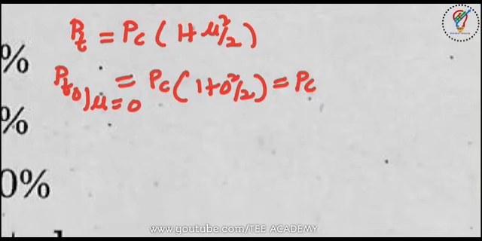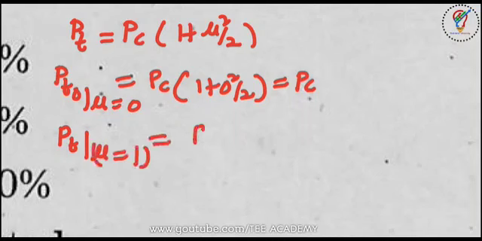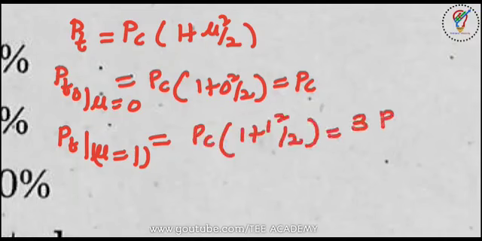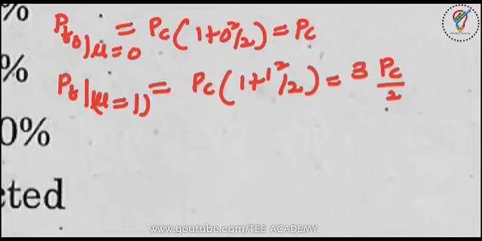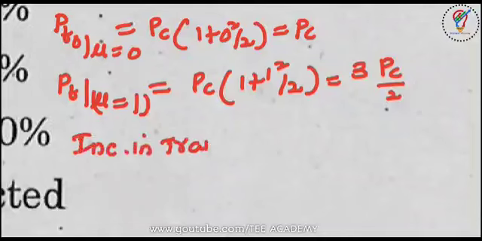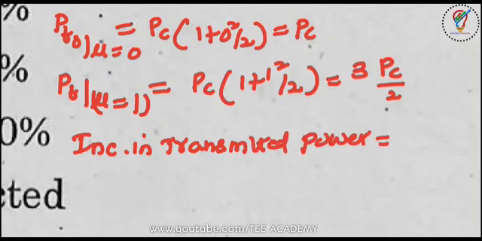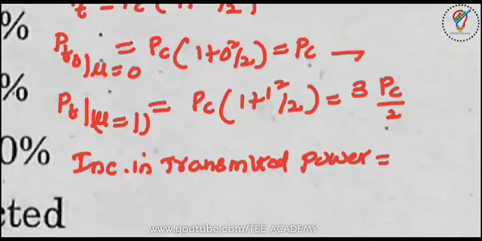Now the next case, when the modulation index is changing to the new value mu is equal to 1, that implies PC into (1 plus 1 square by 2), it is nothing but 3 into PC by 2. Now the question is how much increase in the transmitted power? So the increase in transmitted power is equal to, let's take this as case number 1 and this as case number 2.